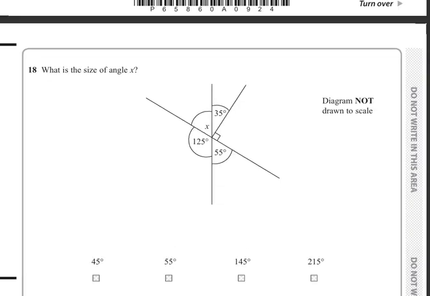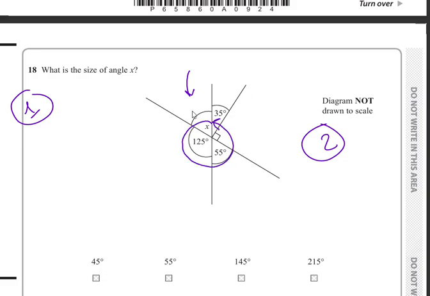Okay, for this one, 18. 18 here, we have a missing angle x. First of all, you could solve this in two ways. So I'm going to do here like method 1, and here I'm going to do method 2. So method 1, we all know that if we took all the angles together from here to here, we should have 360. Good? All right.